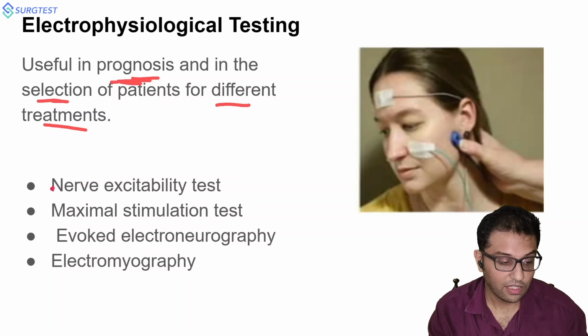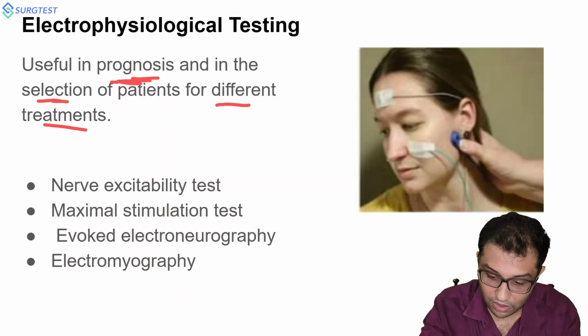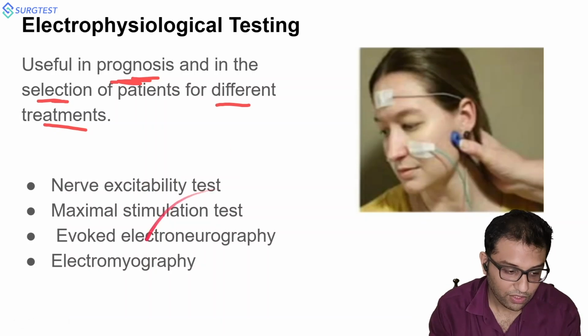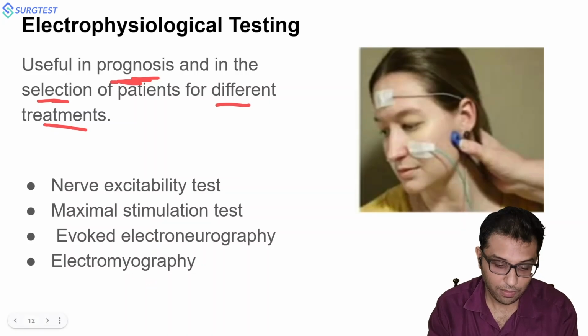So there are 4 types of tests: nerve excitability test, maximum stimulation test, evoked electroneurography, also called ENoG, and electromyography, also called EMG. The nerve excitability test and maximum stimulation test are not important. They are of historical value, and ENoG and EMG are the basic electrophysiological tests which are done these days.